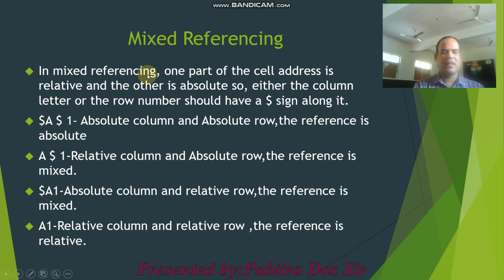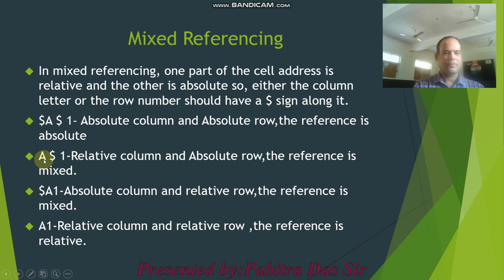Next, students, mixed referencing. In mixed referencing, one part of the cell address is relative and the other is absolute. So either the column letter or the row number should have a dollar sign along with it. Example, $A$1 means absolute. A dollar placed before the column name is called absolute column. A dollar sign placed before the row number is called absolute row. Then the reference is absolute. Clear?